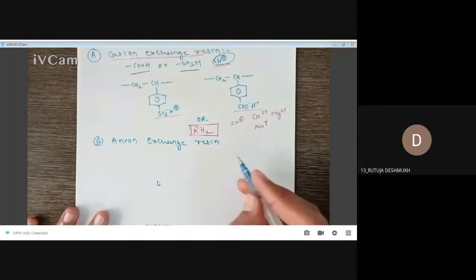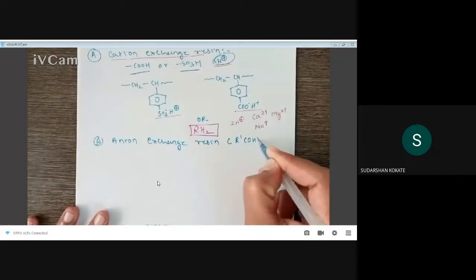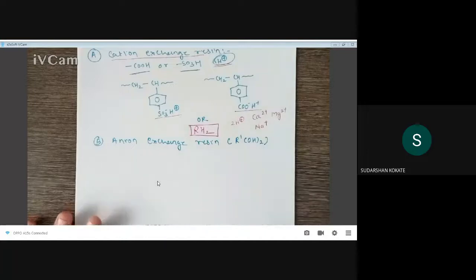R dash OH twice, which is denoted by R dash (OH)2. See, the anion exchanger resin having what? Basic group. Which one? That is quaternary ammonium group in their structure, right?